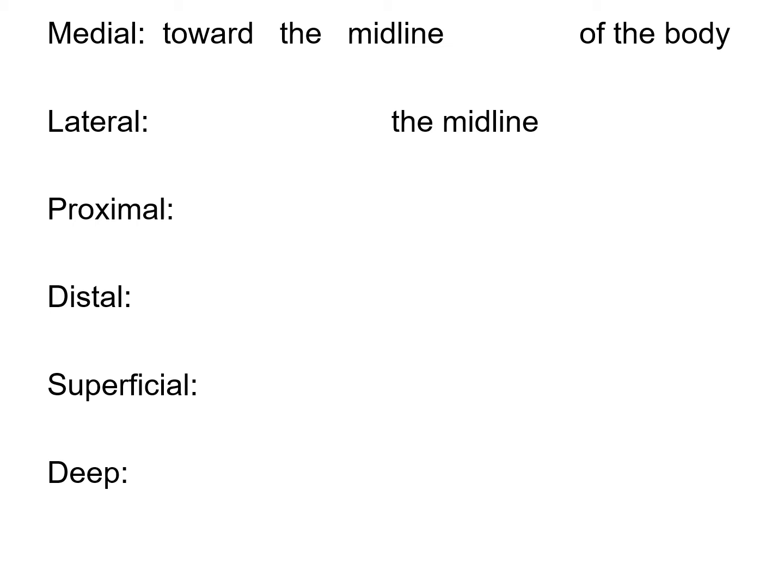So we could say that your nose is medial to your eyes, or once again, at least hopefully it is. The opposite of medial is lateral. Something is lateral if it's away from the midline of the body. Furthermore, we have some distance terms.